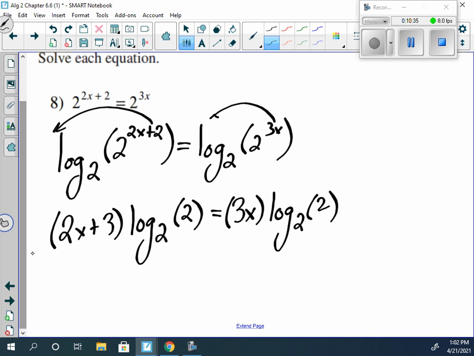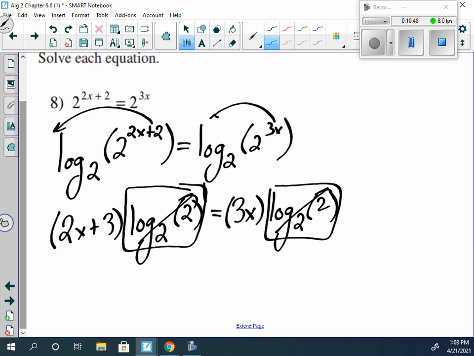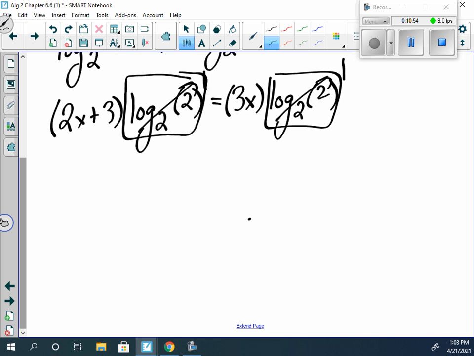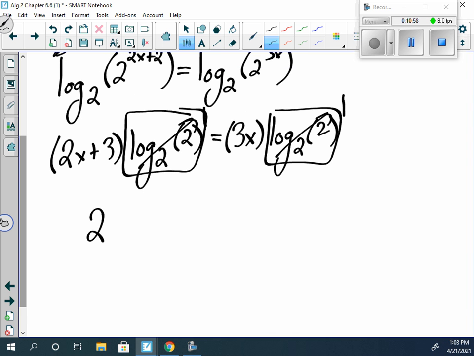Now also on Monday, we talked about if the base and what's inside the logarithm are the same, they simplify out. It simplifies to 1. So that becomes 1. This becomes 1. And if we multiply something by 1, well, it's just whatever we have. So really this here, just 2x plus 3 is equal to 3x.